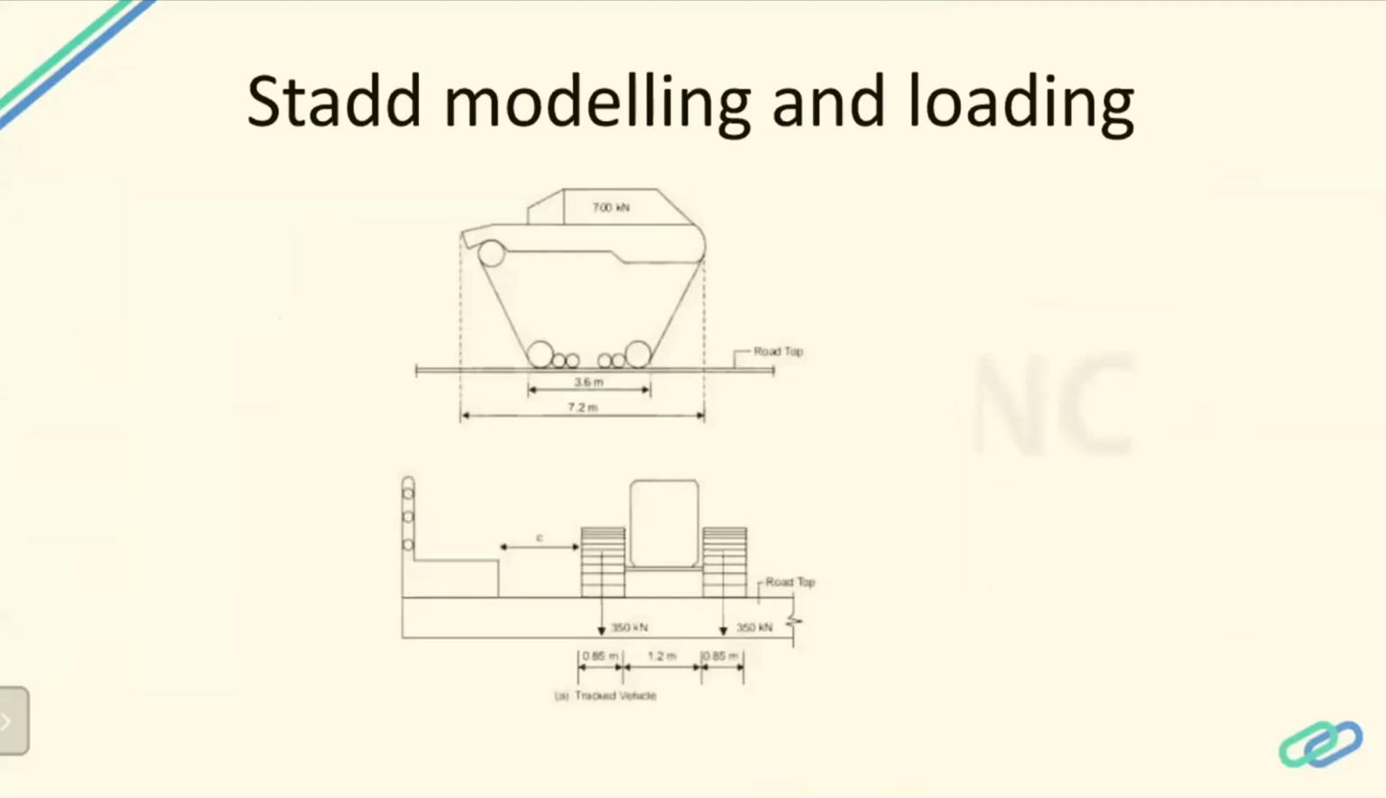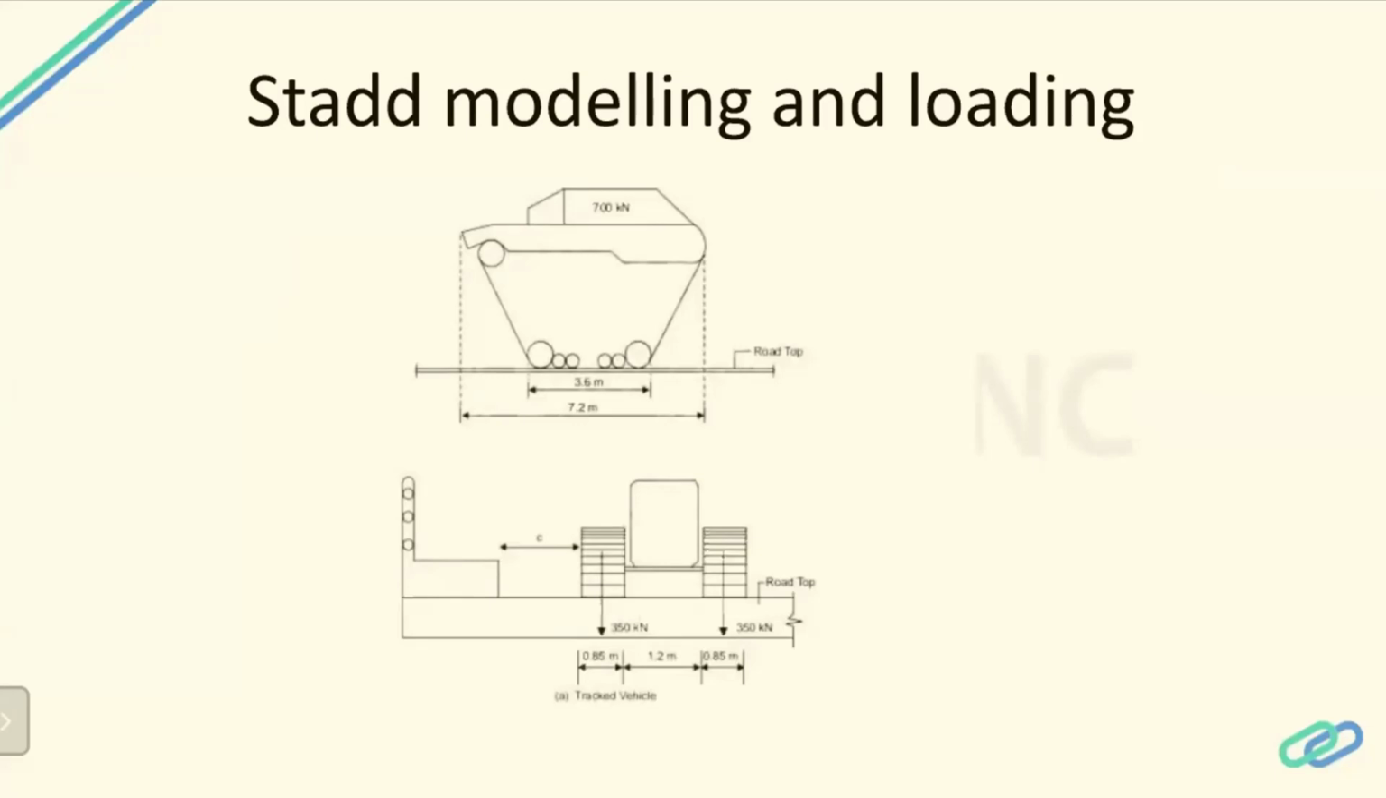Now what you are seeing is the class AA tracked vehicle. Okay, so class AA tracked vehicle is nothing but a military vehicle. So a military vehicle is a heavy duty vehicle and it has a huge load of 700 kilonewton. So this is the maximum load IRC is asking us to take into consideration as live load.